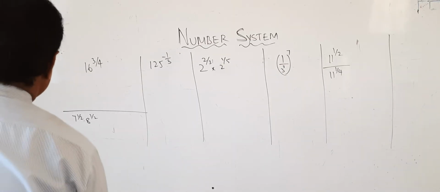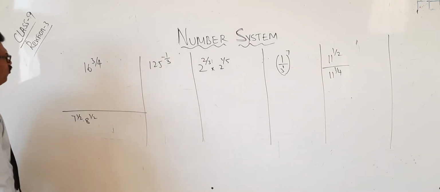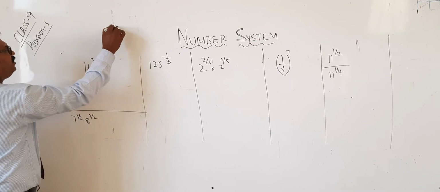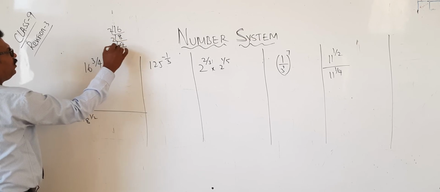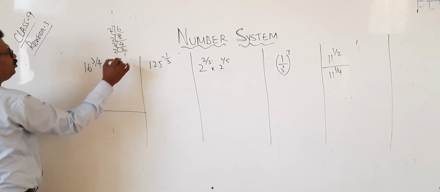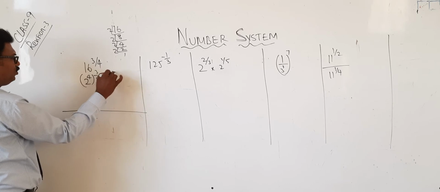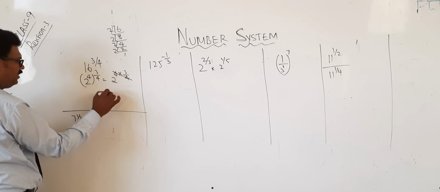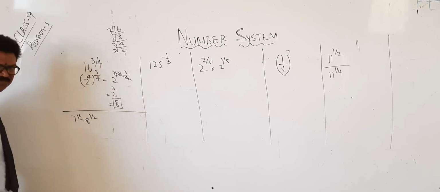Yes, one more set of problems. You see, 16 to the power of 3 by 4. So 16 can be written like this: 2 8 ja, 2 4 ja, 2 2 ja, 2 1 ja. So 2 to the power of 4 whole to the power of 3 by 4 is equal to 2 to the power of 4 into 3 by 4. 4 4 cancel. 2 cube. 2 cube means the answer is 8.